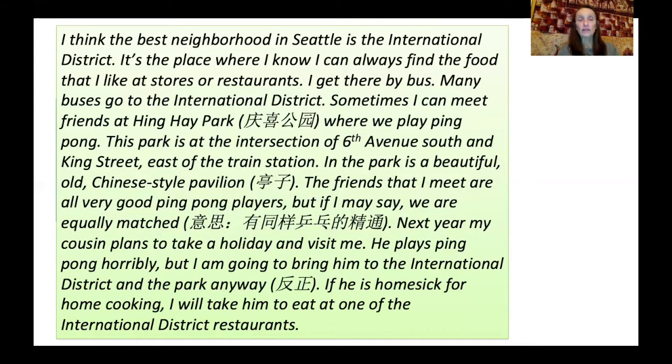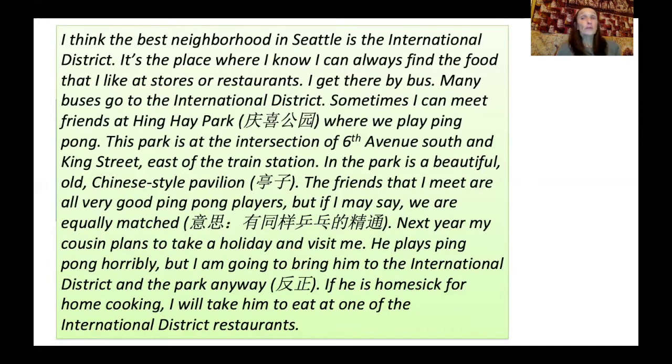Next year, my cousin plans to take a holiday and visit me. He plays ping pong horribly, but I am going to bring him to the International District and the park anyway. And that's what this means. If he is homesick for home cooking, I will take him to eat at one of the International District restaurants. Okay.